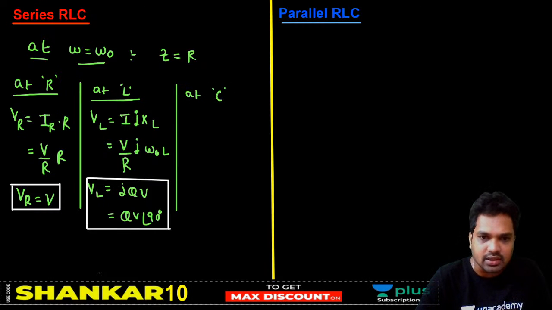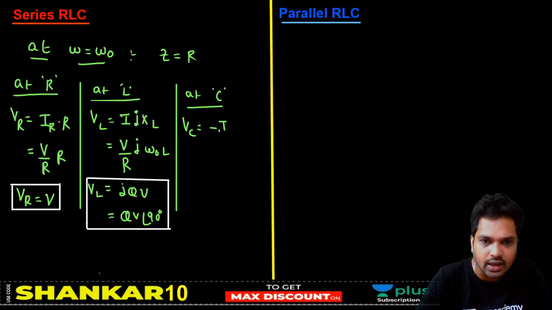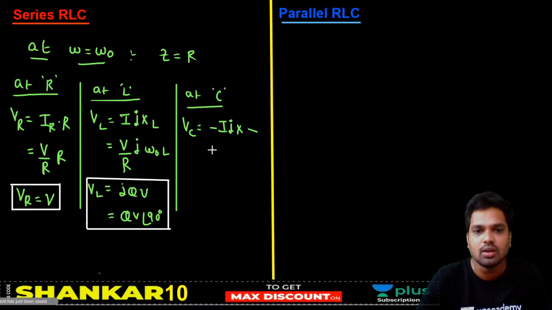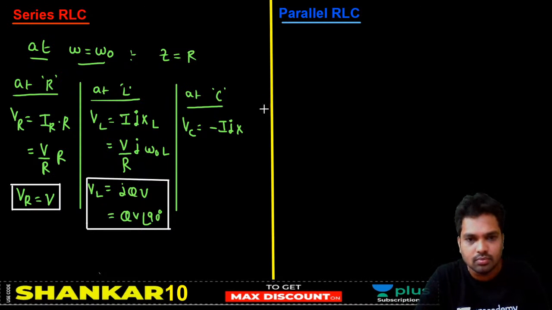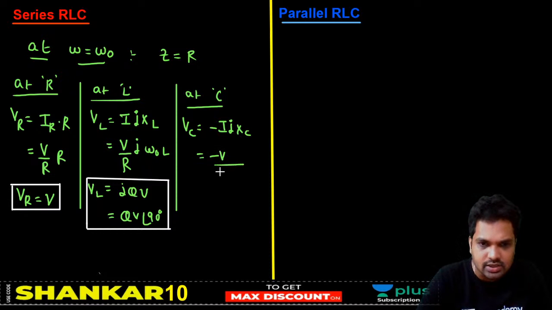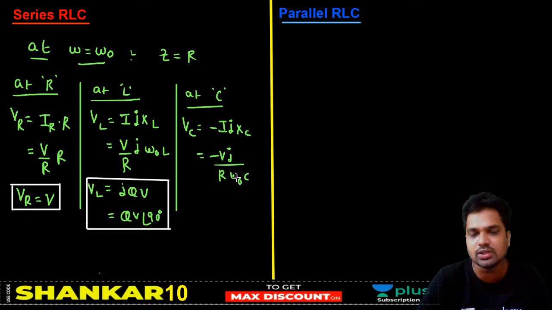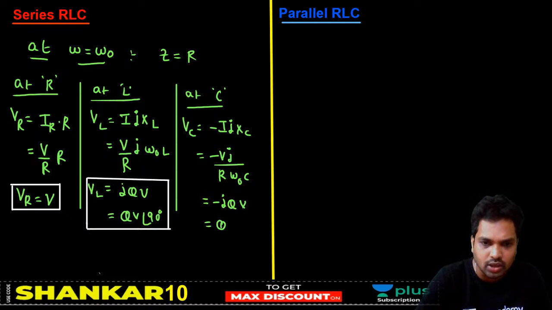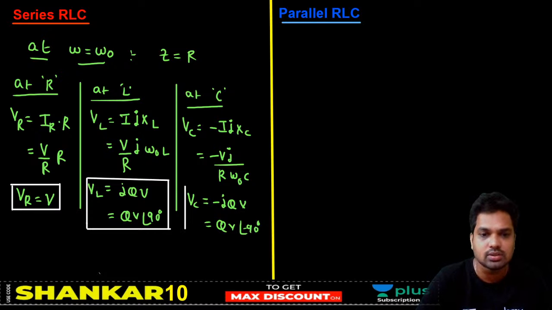Similarly, what about the voltage across the capacitor, sir? Minus I J XC. Right? So that is minus I, which is V by R, J is J only, X equal to 1 by omega naught C. Here again 1 by omega naught RC is called quality factor. You can write this as minus JQV or QV angle minus 90 degrees. This is the voltage across the capacitor at resonance.